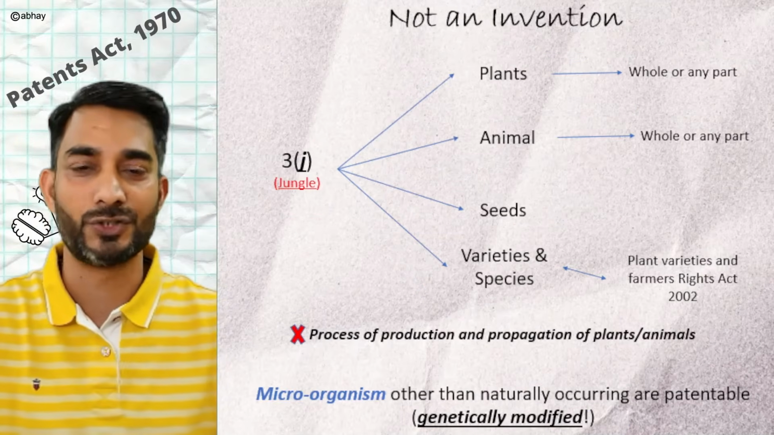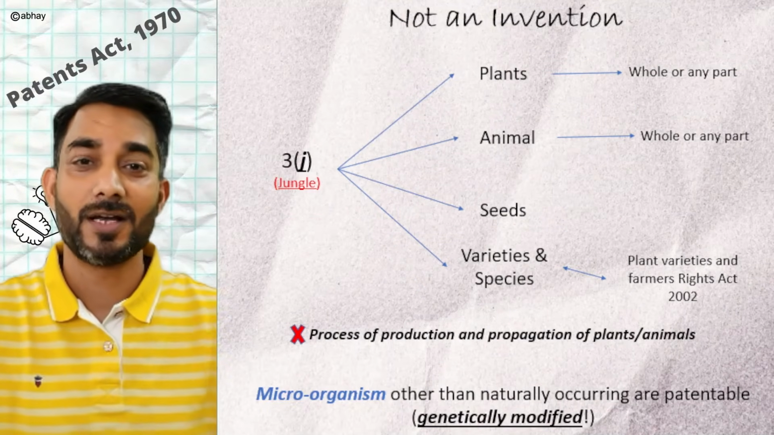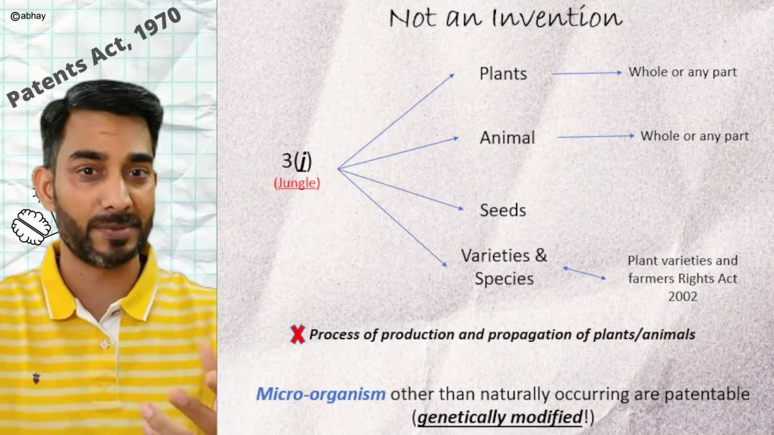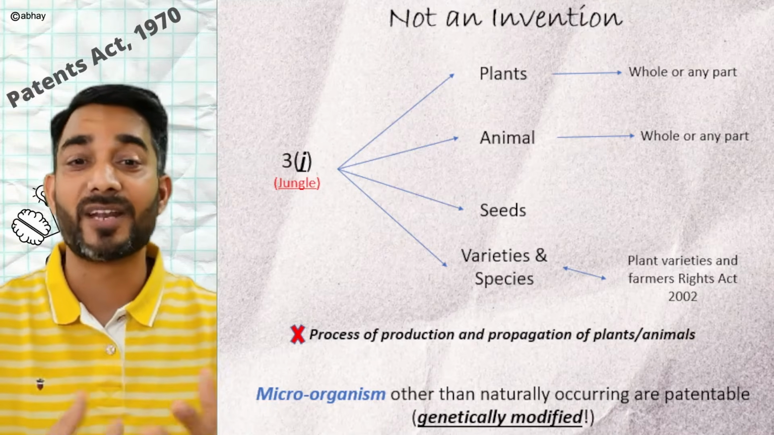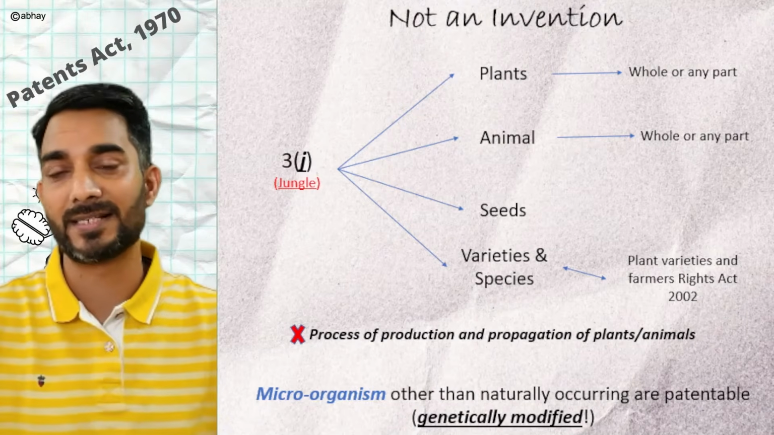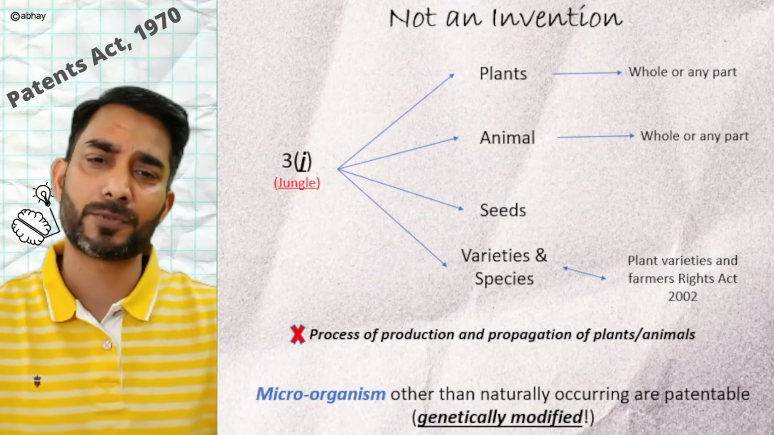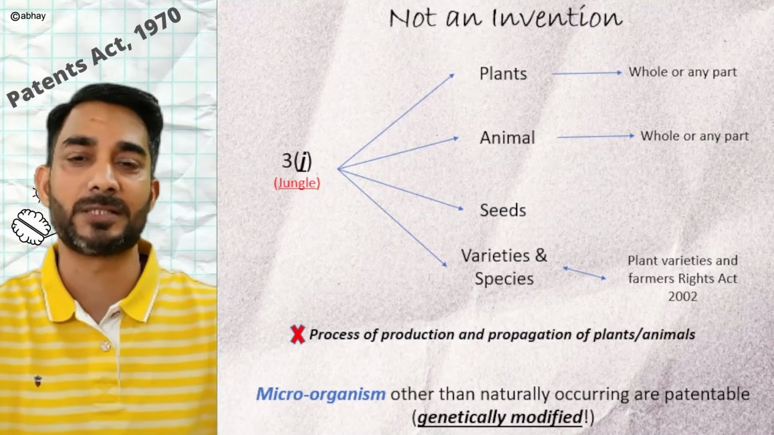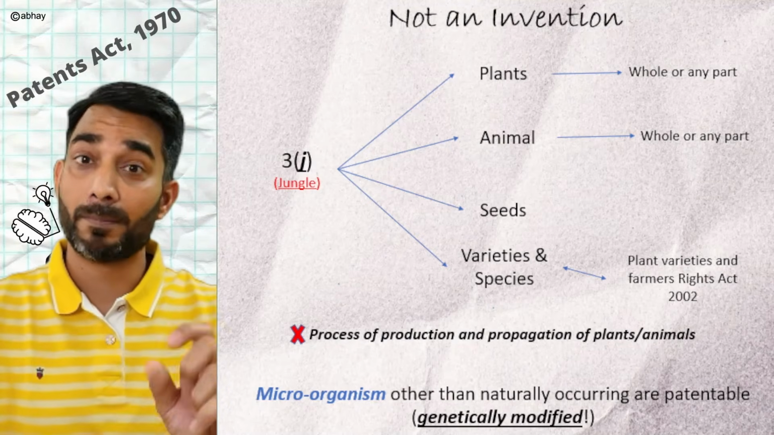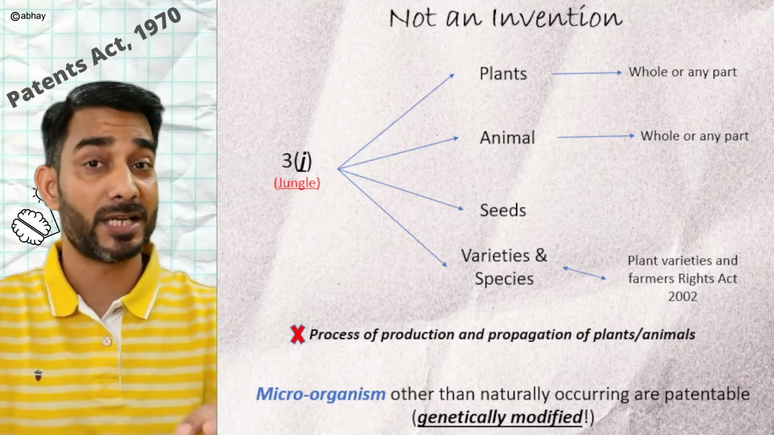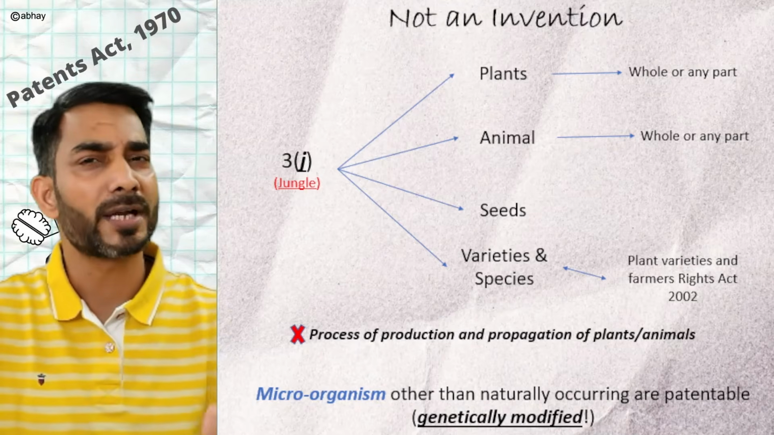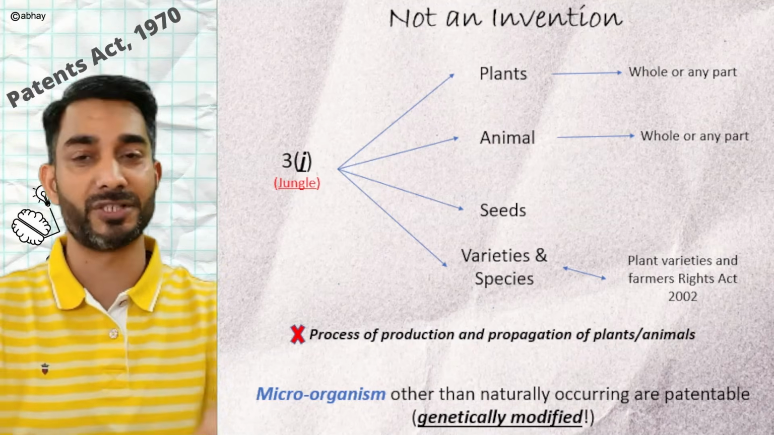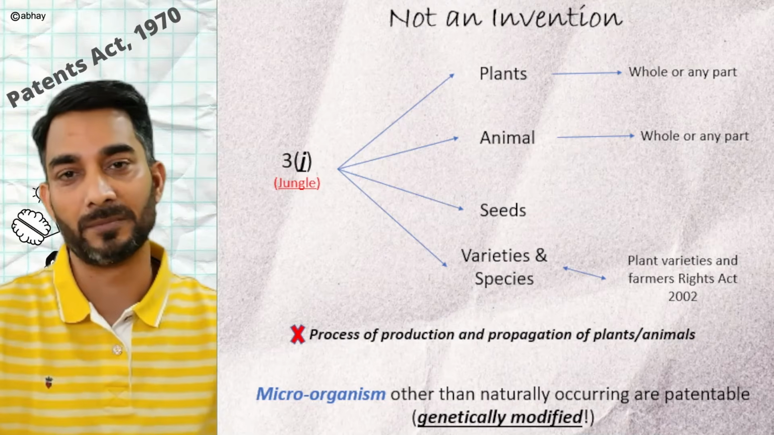Let's move on to J. J for jungle. So here also an invention which claims plant whole or any part, animal whole or any part, seeds, varieties and species of plants are not considered as invention. So basically, any process of production and propagation of plants and animals is not a patent eligible subject matter. However, microorganisms other than naturally occurring are patentable. What kind of microorganisms? Genetically modified, which required significant human intervention, are subject matter which are patentable.